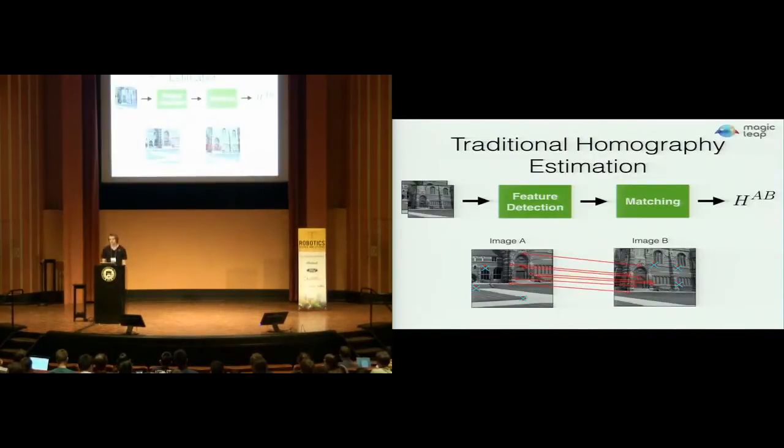The traditional homography estimation pipeline typically involves two stages. First, there is a feature detection stage in which Harris, SIFT, or ORB features are computed in both images. Then, next, there is a matching stage in which the descriptors for these detections are compared, and the best matches are found, typically via a robust estimator such as RANSAC.